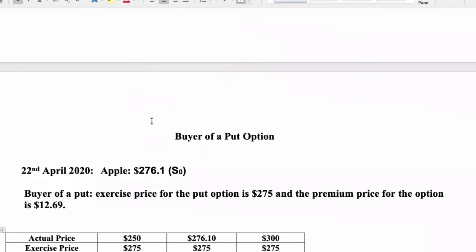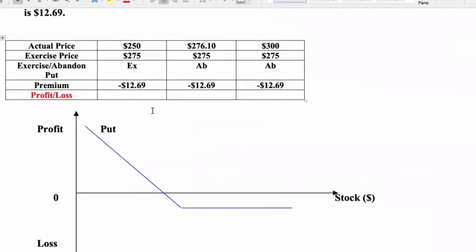So I'll explain that, to try to understand a bit better. We exercised, which means we can sell it at $2.75. You can buy it back for $2.50 if you wanted to, which means you have a gain of $25. However, you paid $12.69 in order to lock in.